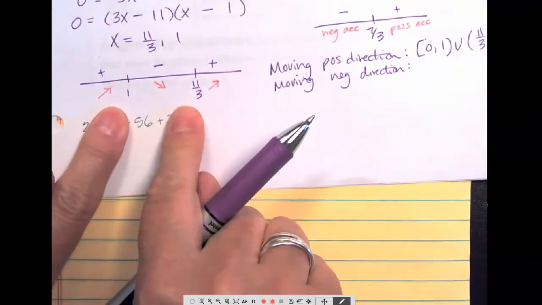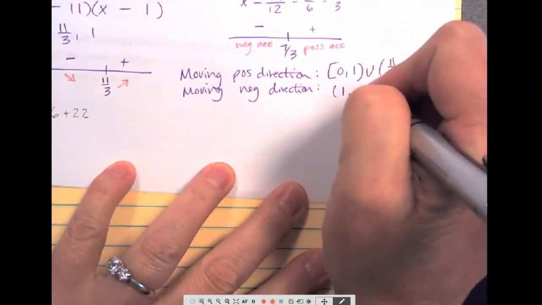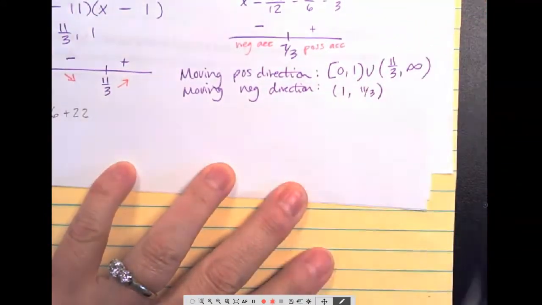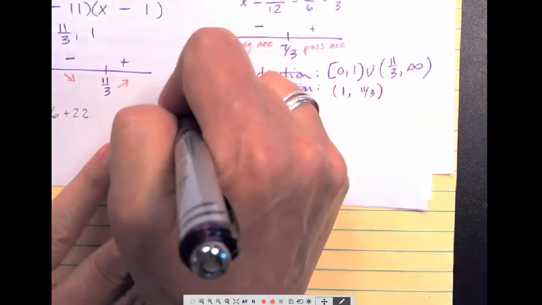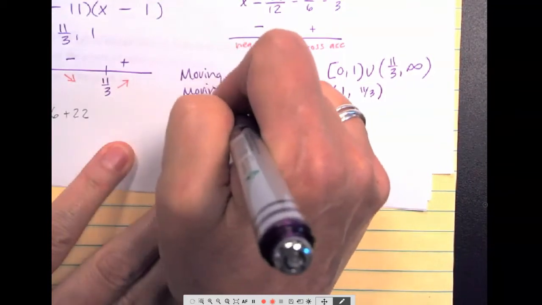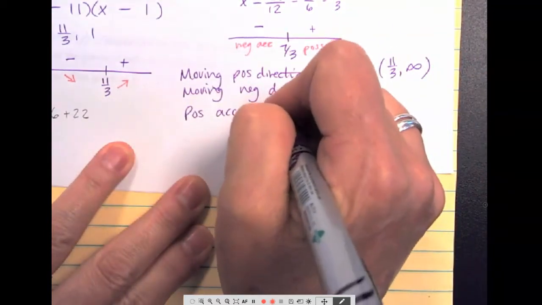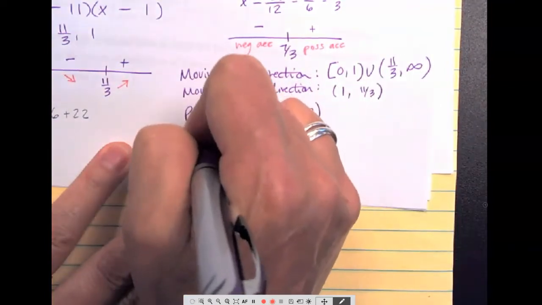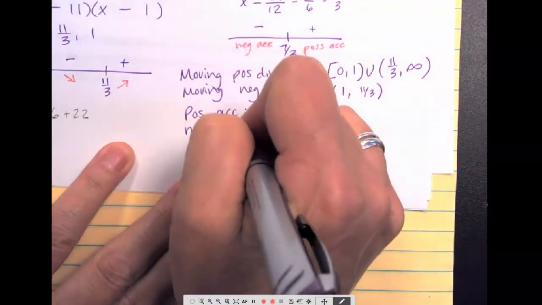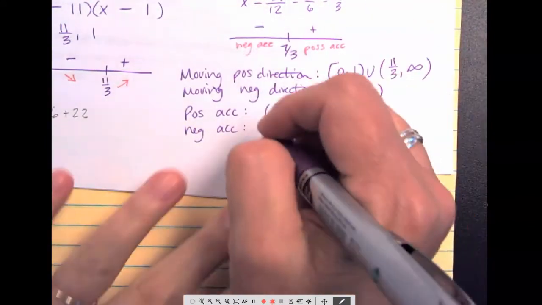Okay, from 1 to 11/3. And that's it. Okay, positive acceleration: 7/3 to infinity. Negative acceleration: remember, it just starts at 0, so from 0 to 7/3.